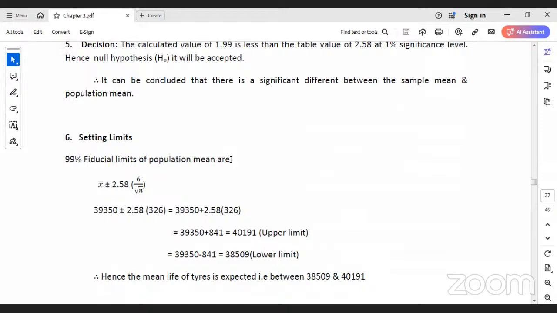See the last line. Hence, the mean life of tires is expected to be between 38,509 and 40,191. In between these, the average life of the tire will lie. Any doubt, anybody? No, sir.